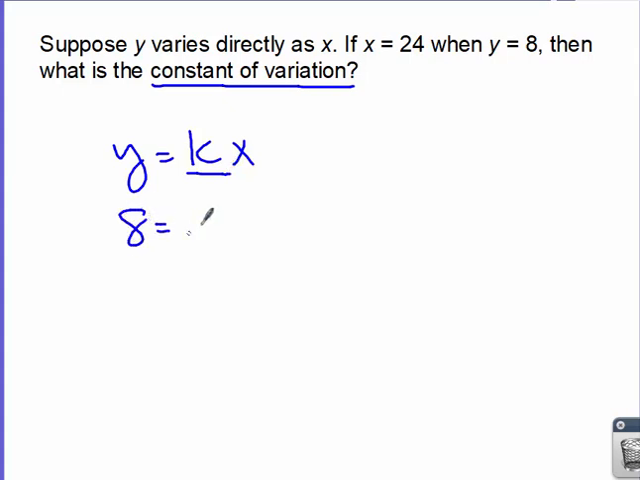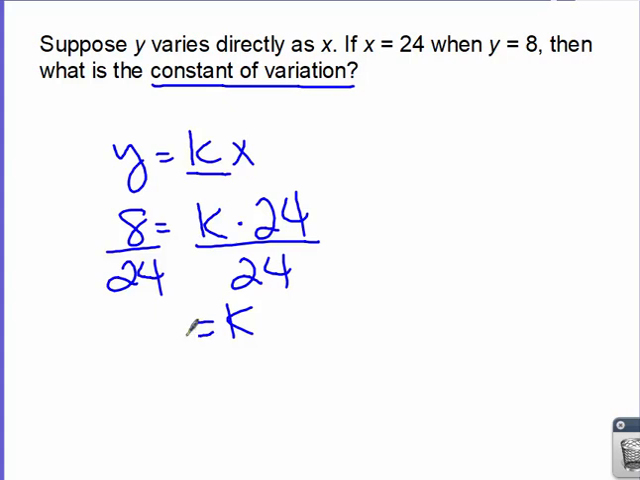y is equal to 8. I'm looking for k, and my x is 24. So I divide both sides by 24, and k is equal to 8 divided by 24. Well, that gives us kind of an ugly answer of 0.3 repeating. And we know we cannot use a repeating decimal as a fraction or as an answer. So we know k is then equal to, well, the fraction that gives us 0.3 with a bar is 1/3. So we have a constant of variation value of 1/3.